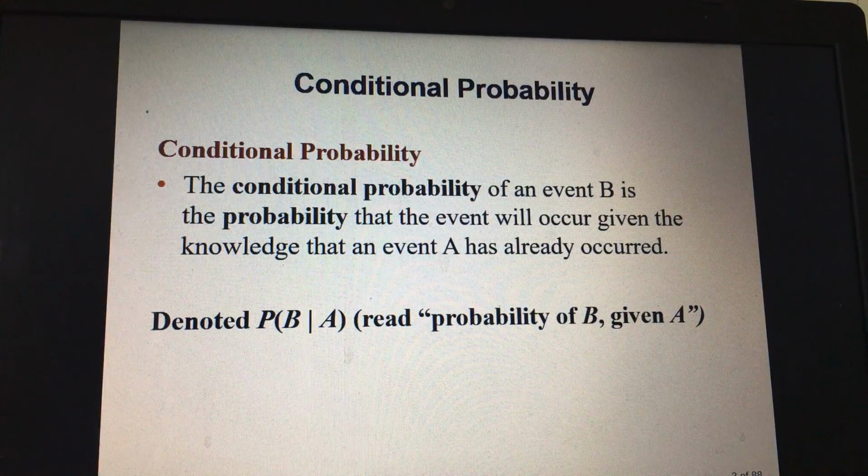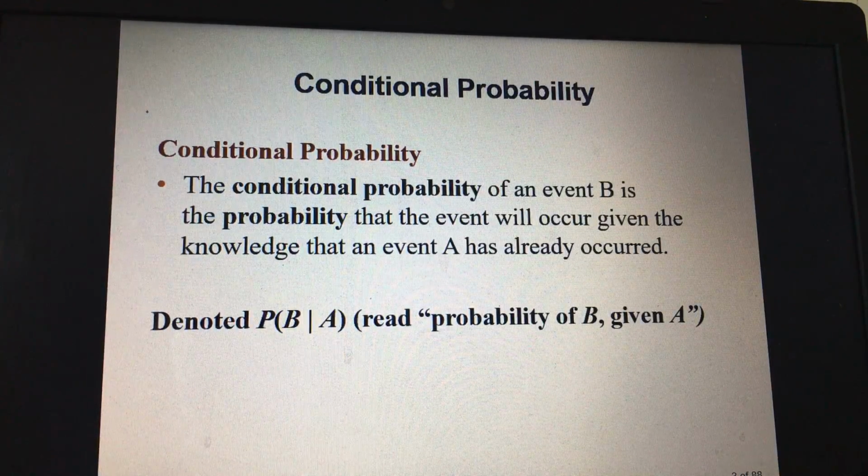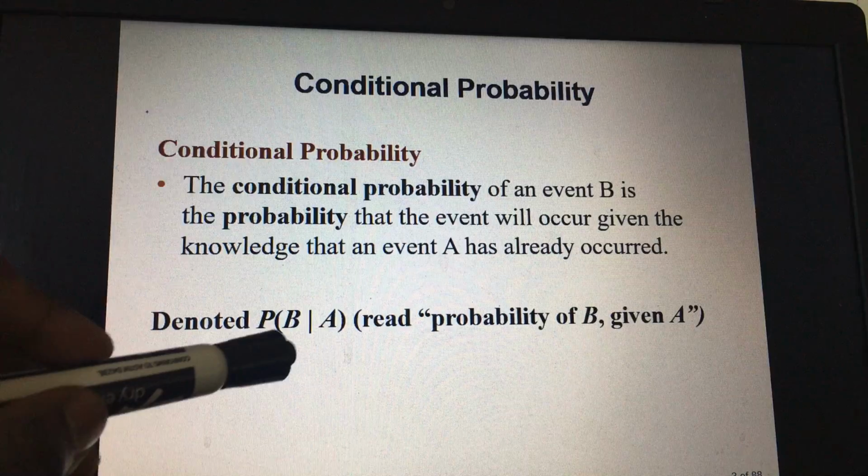For example, the probability that Miss Jane will fall in love with Mr. White given that Mr. White is already rich. So the condition is that he is rich already. That means A has already occurred. How about this? The probability that you get a scholarship, given that you already have good grades. See, the condition is good grades. There's always a condition.